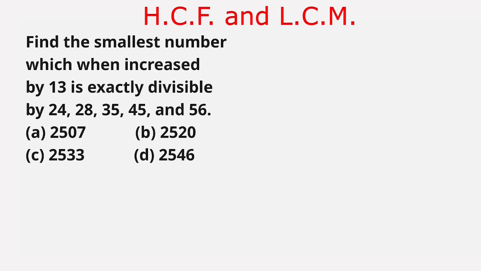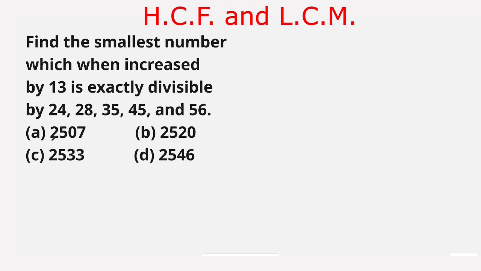We have to first find the LCM of the given numbers and then we have to subtract 13 from that LCM and that will be our answer. But prior to that, we can solve this question from the given options. On observing the given numbers, one number is 45. It means that out of the given options, when we add 13 to the given numbers, then the number must be divisible by 9 as 45 is divisible by 9.